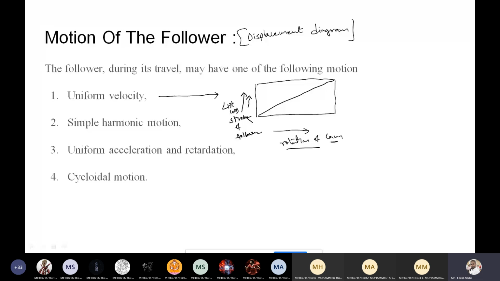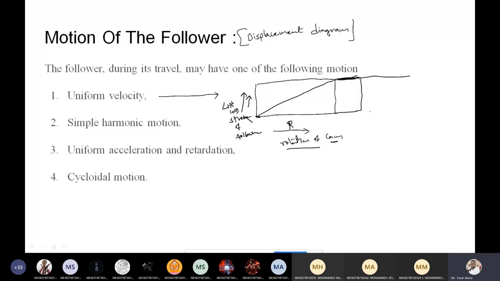Uniform means that as the cam rotation increases slightly, in the same manner the follower also lifts upward. The period from the bottom to top motion is known as the rising period, capital R, rising of the follower. The remaining period is the dwell period, meaning there is no motion for the follower, so it continues like this.